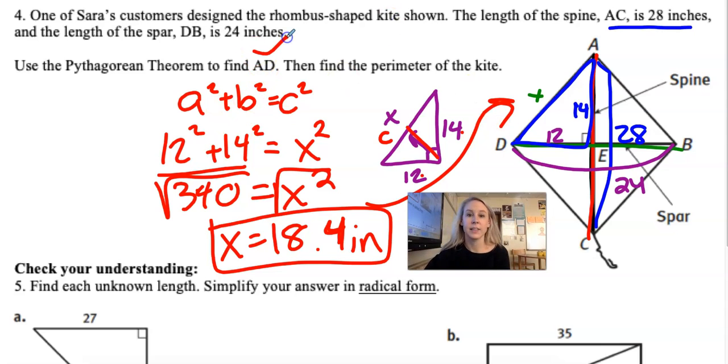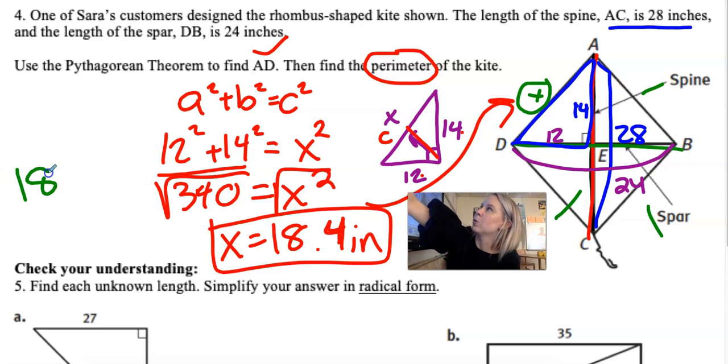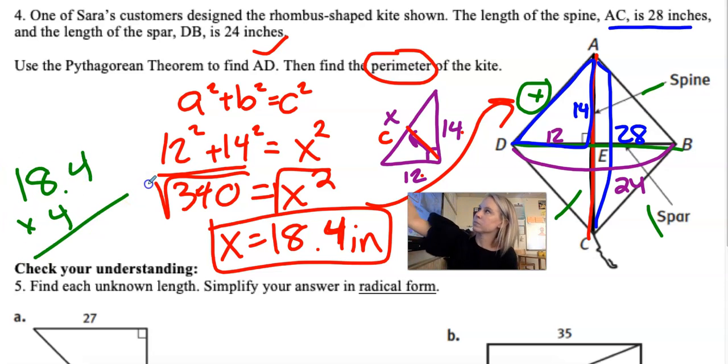Now, I'm not done. I did that part, but it wanted me to find the perimeter of the kite. Now, if you remember, perimeter is the entire outside added up together. So, if this is 18.4, then they are all the same. So you could add 18.4 up 4 times. I'm just going to do 18.4 times 4 because that will give me my answer of 73.6 inches. So that is the perimeter.